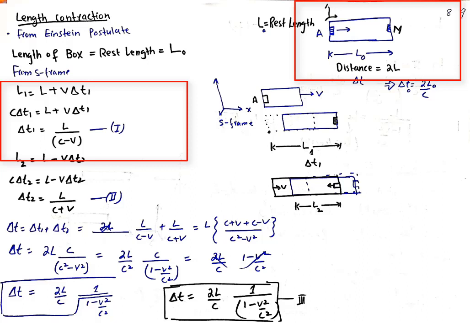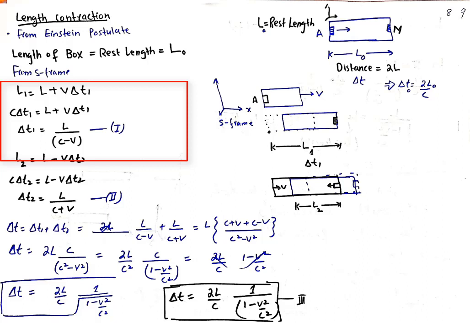But from the Einstein postulate, the speed of light is the same in all inertial frames. So if the time taken by light from A to M is delta t1, the distance covered will be c times delta t1, from our simple relation s equals vt. So I got this equation. From this equation I can find the time interval between these two events, and this is equal to L by (c minus v). So this is the time interval between these two events.